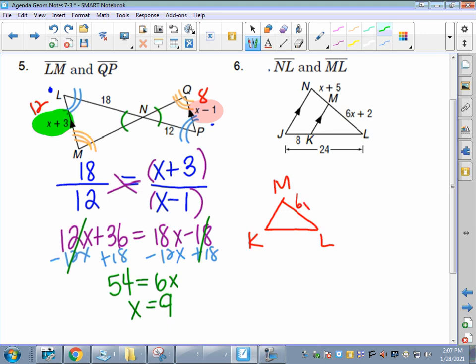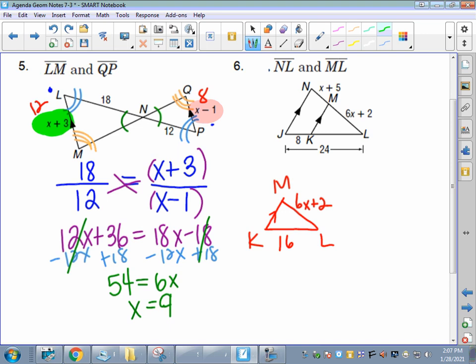I know this is 6x plus 2. I sort of know KL. Do you know the length of KL? MK is where that parallel line is, parallel arrow. Well, the whole side, JL, is 24. So what does KL have to be? Anybody doing a quick subtraction here? I think that's going to be a 16, right?